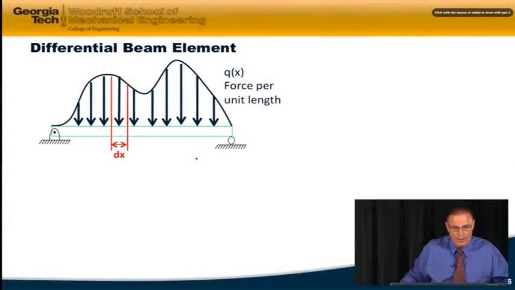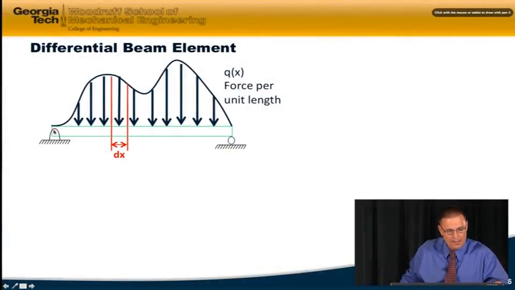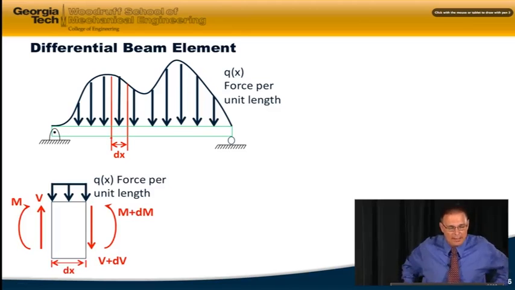So I've got my pin here on the left, my roller on the right, and I've got this generic arbitrary load or force per unit length Q. And I'm going to look at an infinitesimally small element, or a differential beam element, that's of length, or width, if you will, dx. And I can draw a free body diagram of that little differential beam element.